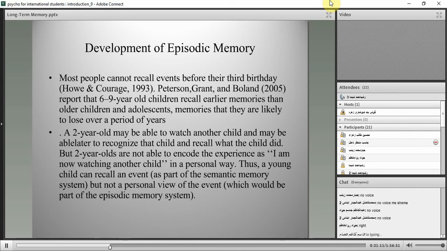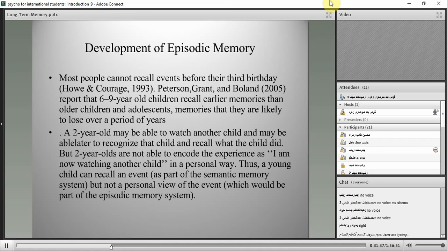So children may not have conscious memories of episodic events that took place early in their lives. As children develop, episodic memory and long-term memory both develop, and they remember experiences longer than when they were very young. That's what I have. Thank you. Good.